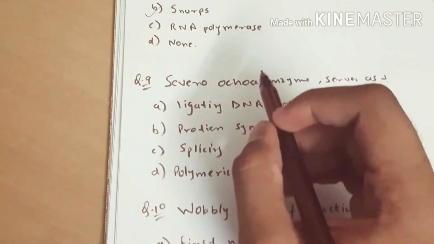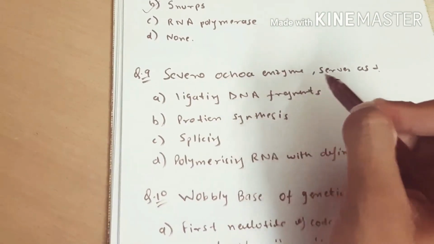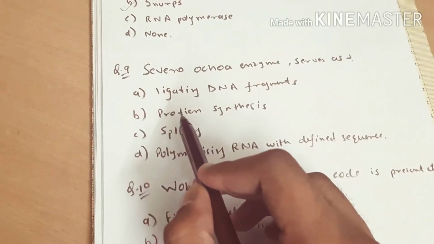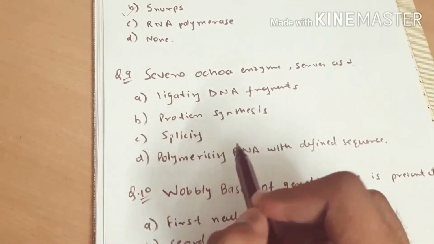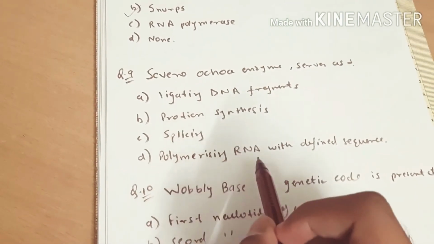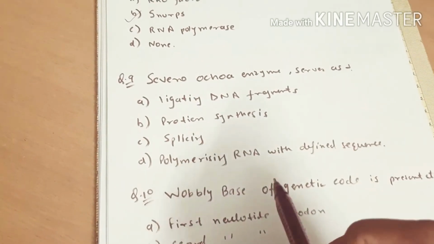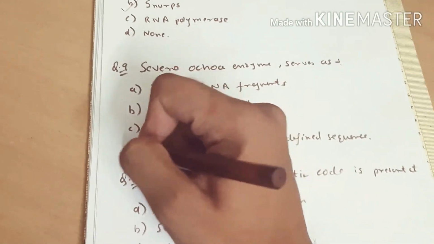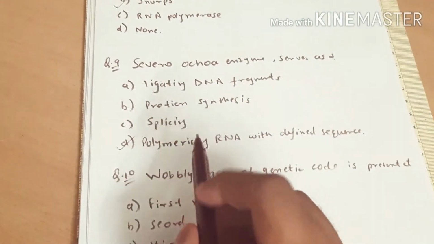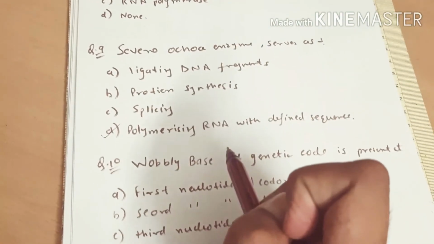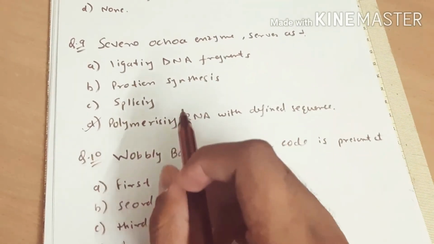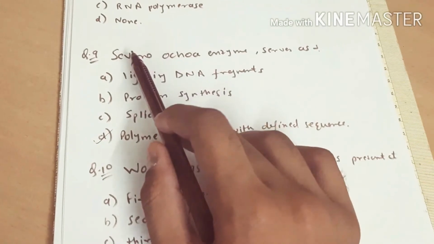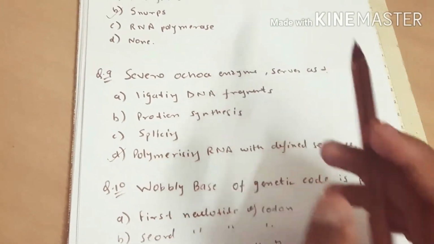Question number 9. Severo Ochoa enzyme serves as ligating DNA fragments, protein synthesis, splicing, or polymerizing RNA with defined sequence. Here the correct answer is option D. And it does so in a template independent manner. The polymerization occurs in template independent manner with the help of Severo Ochoa enzyme.